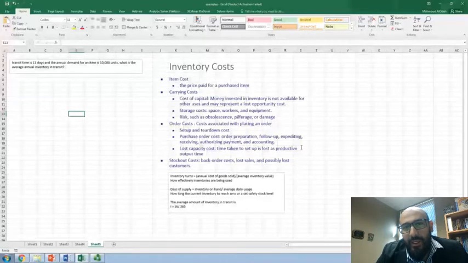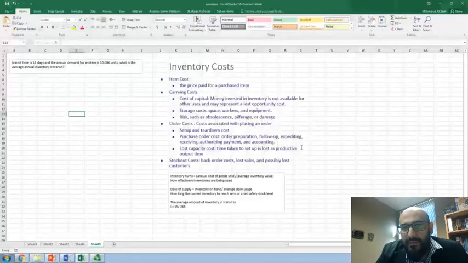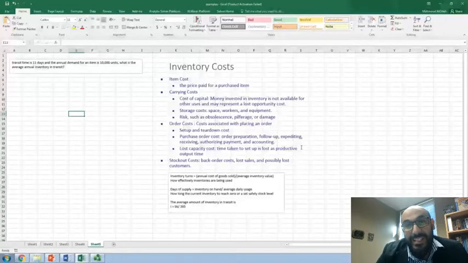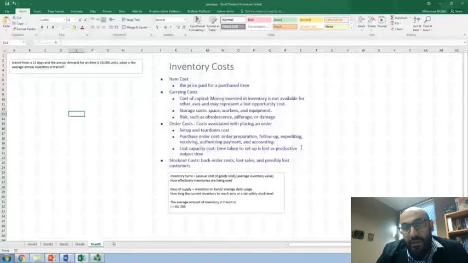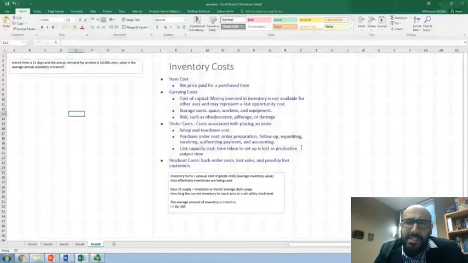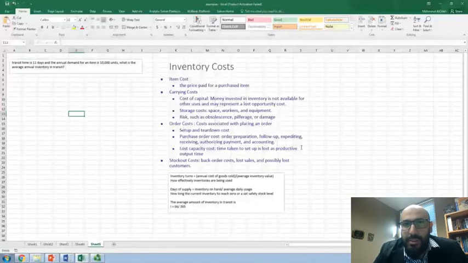Second, carrying cost. Carrying cost is money invested in the inventory, and this is not available for you. You have so much inventory in your company, but you're not using it. You're not selling it, basically. This is considered a carrying cost. You're carrying inventory, you're not going to use it, it's stored in your inventory. So this is the capital cost. Second would be the storage cost. The storage cost is considered with the carrying cost, so we should consider that within the carrying cost.